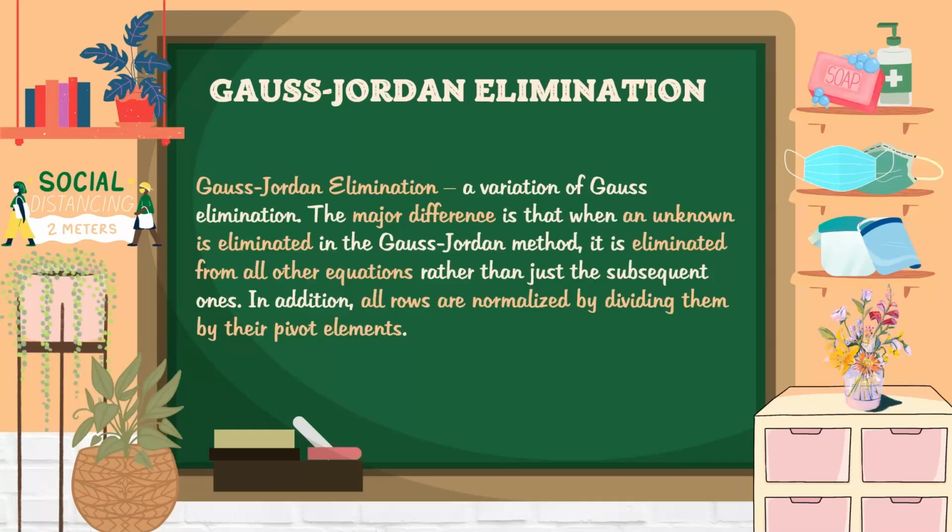Gauss-Jordan elimination is a variation of Gauss elimination. The major difference is that when an unknown is eliminated in the Gauss-Jordan method, it is eliminated from all other equations rather than just subsequent ones. In addition, all rows are normalized by dividing them by their pivot elements. Thus, the elimination step results in an identity matrix rather than a triangular matrix. Consequently, it is not necessary to employ back substitution to obtain the solution.